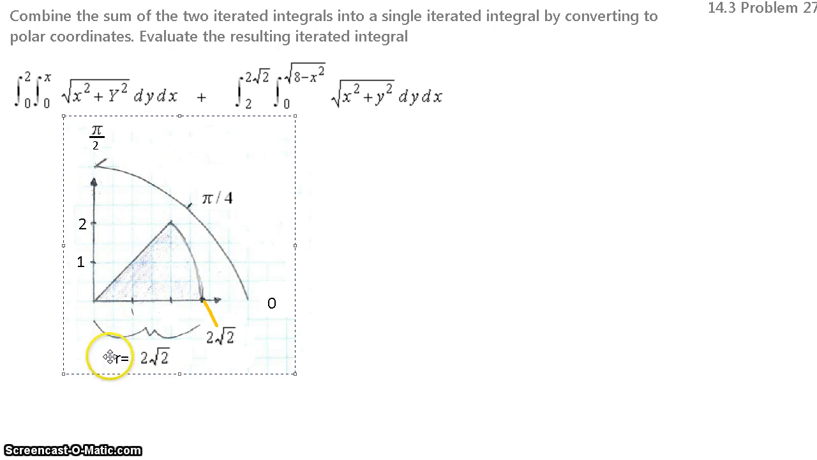Again, I said that the radius was going to be 2 root 2. Since there isn't a chunk out of here on the inside, it's not like a donut as much as it is a disk. We're going to be coming from the origin. So it's going to be 0 through 2 root 2 for our integration with respect to r. And then our integration with respect to theta is going to go from 0 right here to pi over 4.